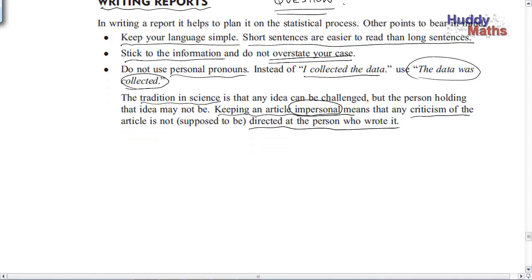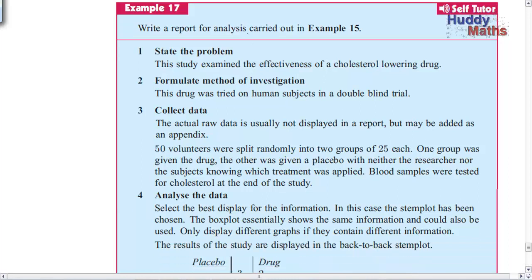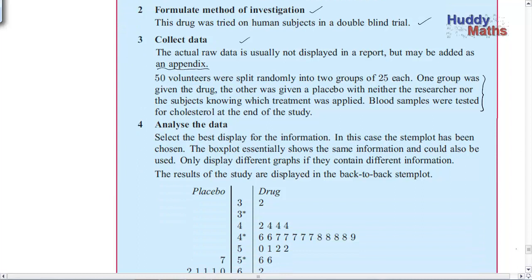Let's have a look and just finish off with this one example, and then you might like to do your own project on this. We state the problem: it was examining the effectiveness of the cholesterol lowering drug. Formulate the method, describe how the data was collected, and collect the data. You may add the actual raw data as an appendix, but you're probably just going to use statistics, that is, values quoted to describe the pattern of data, rather than the actual data itself, and graphs, of course. Then you describe how the data was collected, and then, of course, the analysis. So it's all in sections, and you can put these titles, analysis and clearly labelled graphs.